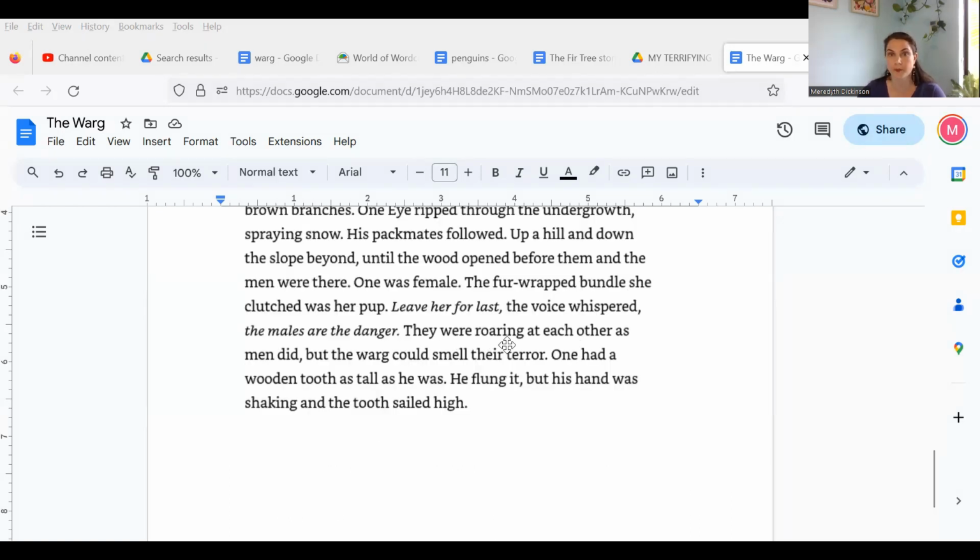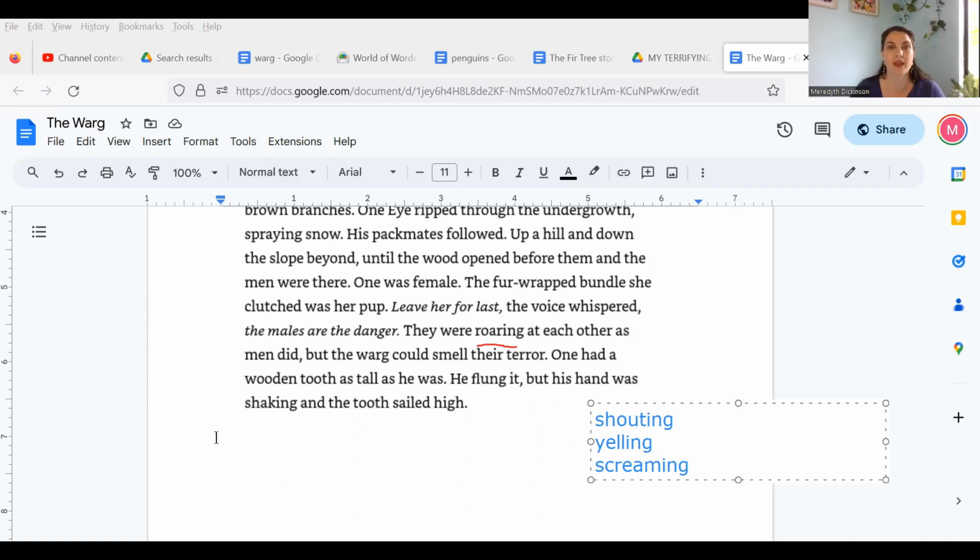They were roaring. Now, sometimes humans do roar, or Mr. Martin, the author, might even have said howling, but he said roaring, which for a human would be something like shouting, yelling, maybe even screaming, if you think you're about to be attacked by a pack of wolves. And then we also have this, the tooth sailed high, which we looked at above with the swords and the spears. So that vocabulary gathering is helping you to understand how we might understand the world from the perspective of an animal.